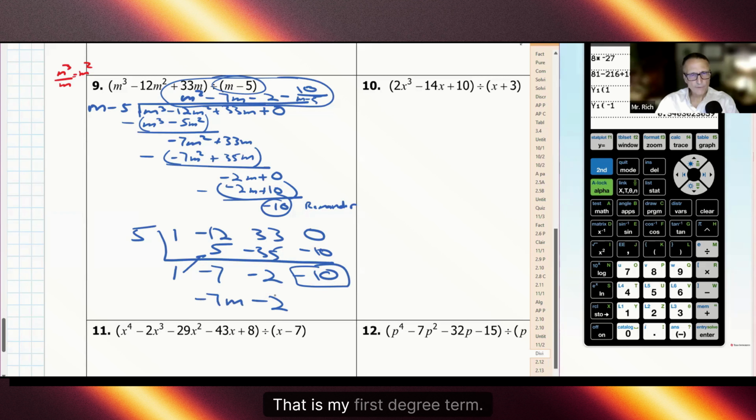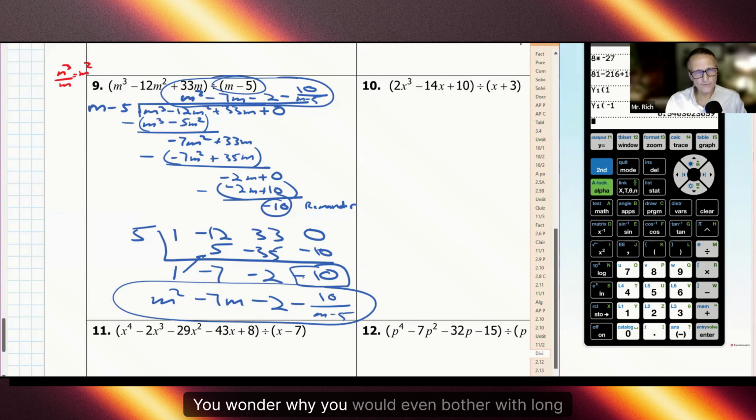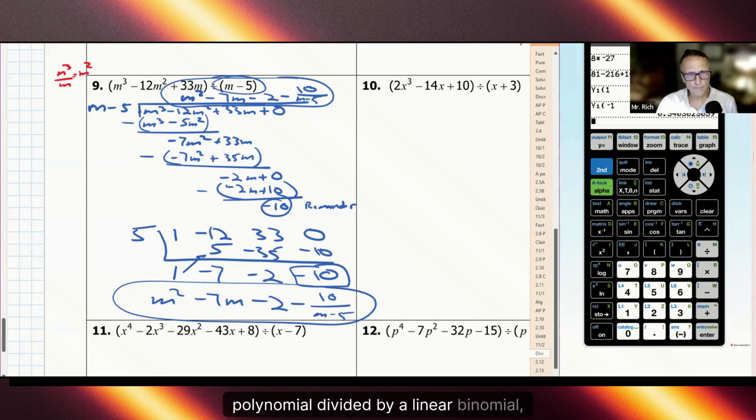That is my first degree term, negative 7m. And then there's my m squared. M squared minus 7m minus 2 minus 10, my remainder, over m minus 5, like that. It's so much faster. You wonder why you would even bother with long division. Well, if you've got a polynomial divided by a linear binomial, you probably don't want to do long division, okay?